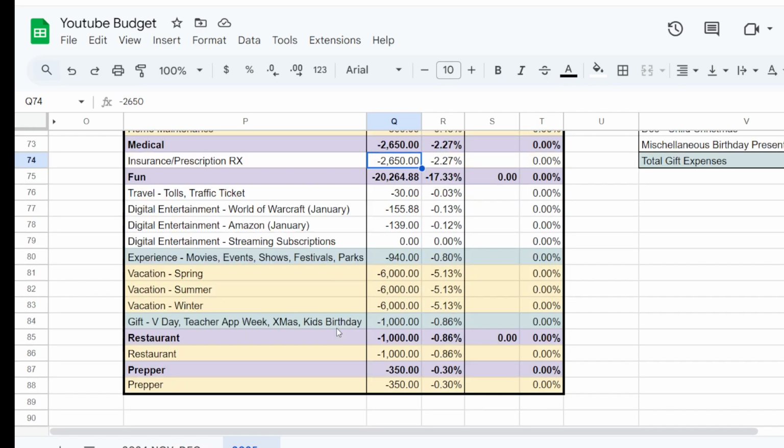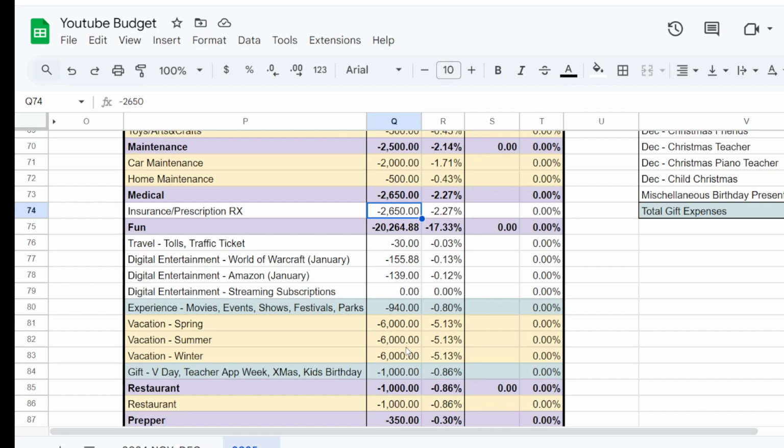For my fun money, this has been really fun to categorize, but it's also been someplace that I overspend a lot. So I plan on taking 3 vacations next year, and so I'm trying to budget it out to $20,264. So if I ever go places that have tolls, and sometimes, if I get a traffic ticket or something, I hope I don't have to take any toll roads or anything, or I don't get any tickets. But I'm just putting $30 there.